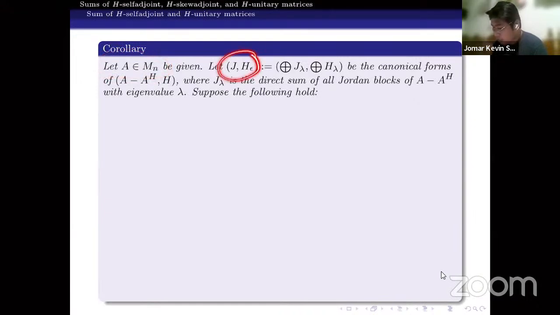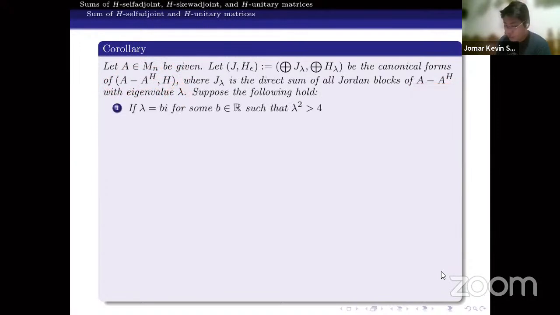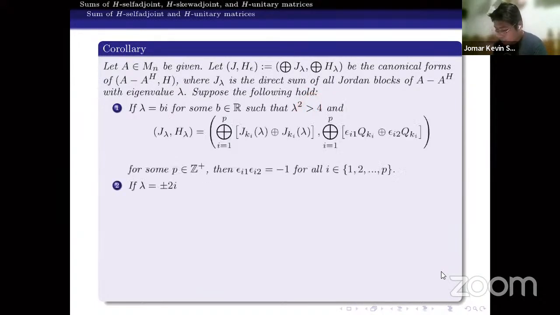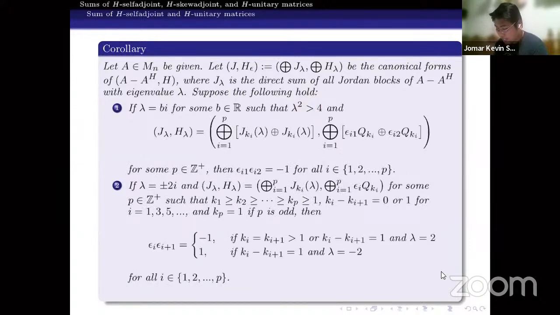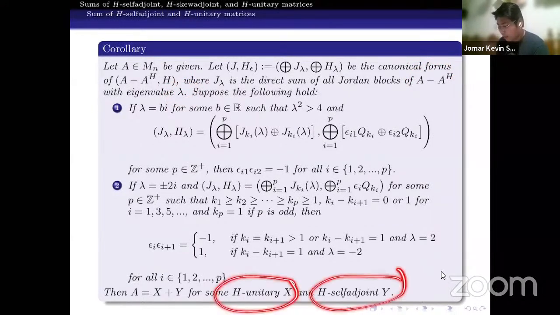Suppose J and H epsilon are the canonical forms of A minus A to the H and H, and lambda is an eigenvalue of A minus A to the H. So suppose the following conditions hold. Ayan, sorry, typo rin po ito, kagaya sa kanina. The same conditions. Ang difference po nito from the previous corollary is that lambda here is an eigenvalue of A minus A to the H. So the conclusion is that we can write A as a sum of an H unitary and an H self-adjoint matrix.